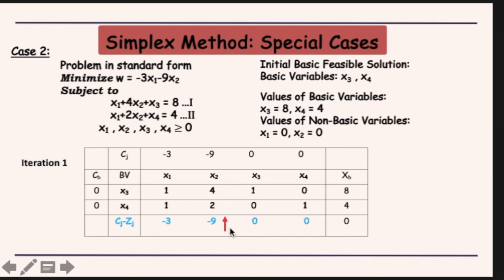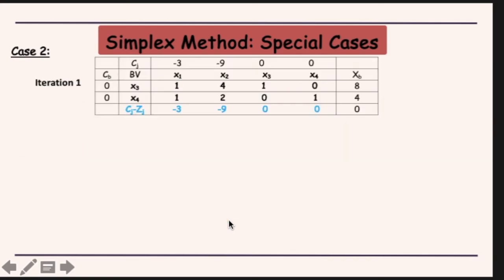Now here most negative Cj minus Zj is minus 9. So that would indicate that x2 will now enter the basis. So I'll just repeat the tableau again. So your entering variable is x2, and for the leaving criteria you need to calculate the ratios. So for the first row this is the ratio 2, and for the second row again it comes out to be 2. So here you can see that there is a tie for the leaving variable.